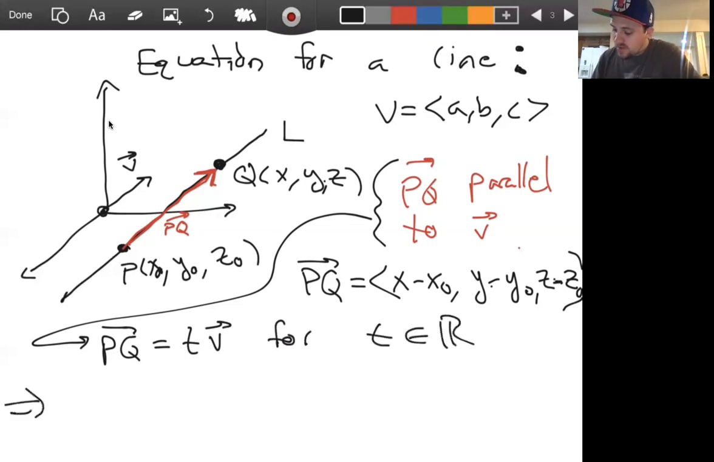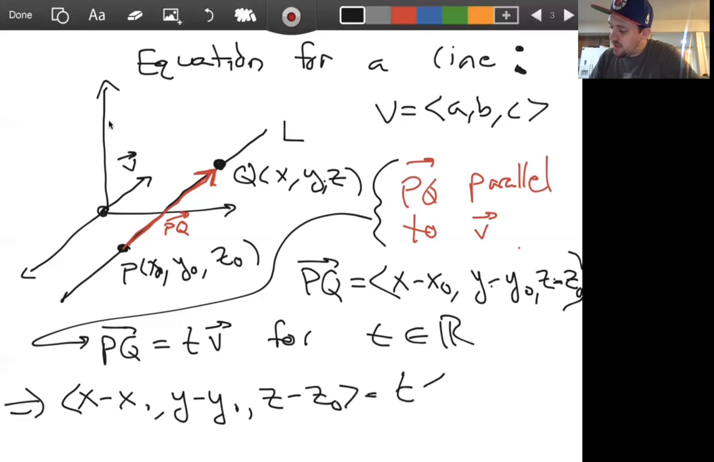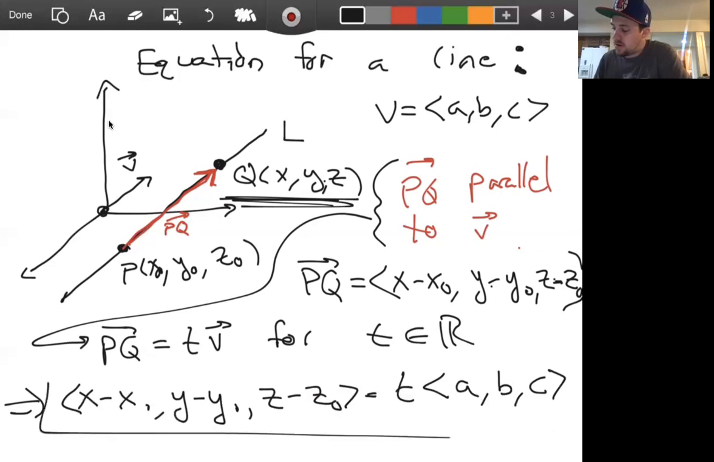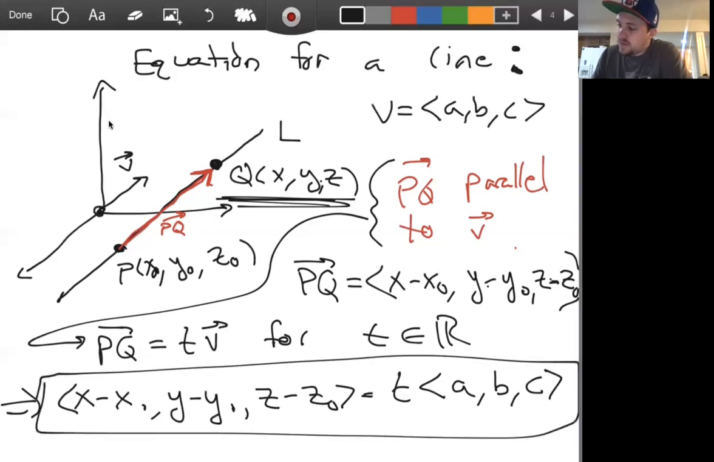And writing this out in components, we have x minus x naught, y minus y naught, z minus z naught is equal to t times v, which is a, b, c. And so now to get an equation for the line, we want to express, remember the point P is fixed, the vector v is fixed. The vector that's varying is Q. So we want to express the vector Q by itself, or isolate x, y, and z in this equation down here. So let's do that.